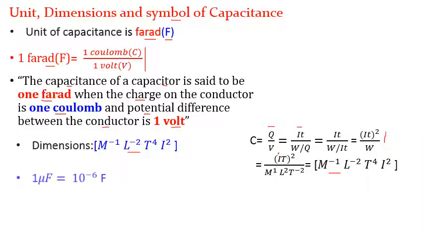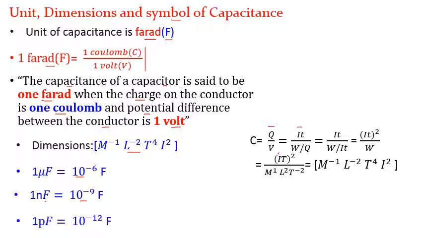Now see the sub-multiple units. You need these units when you solve some problems. 1 microfarad is equal to 10 raised to minus 6 farad, or 1 nanofarad is equal to 10 raised to minus 9 farad, or 1 picofarad is equal to 10 raised to minus 12 farad, means 10 raised to minus 6, or 10 raised to minus 9, or 10 raised to minus 12. These are the conversion factors. We can say it like this. And this is the symbol of the capacitor.